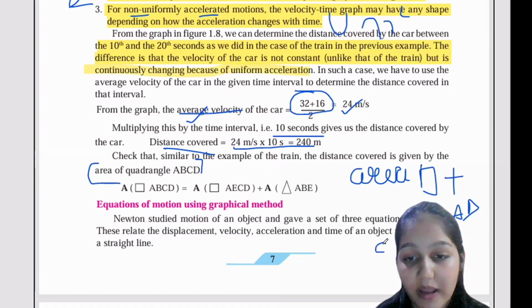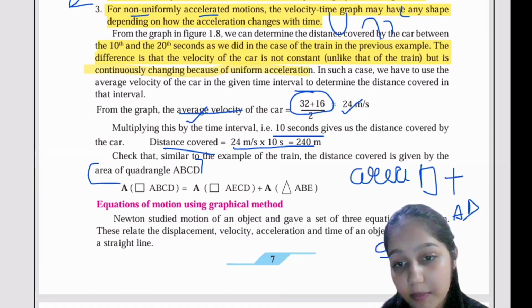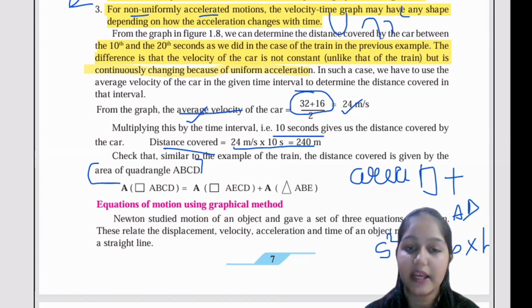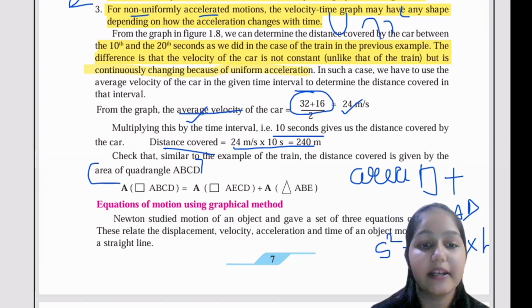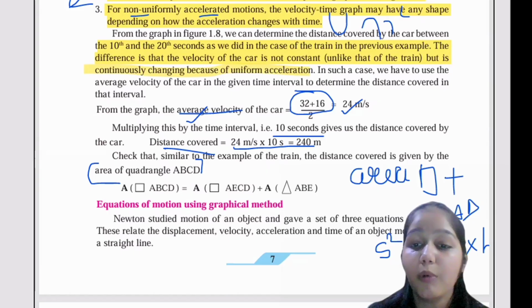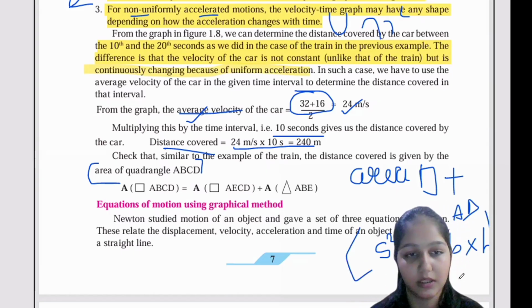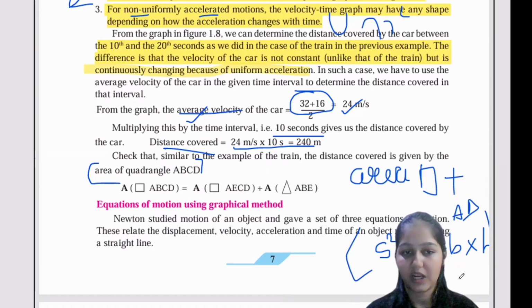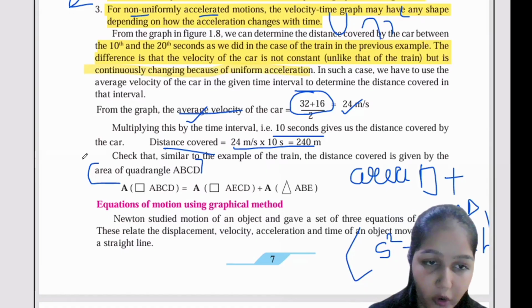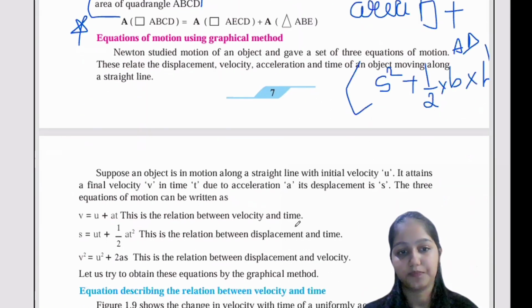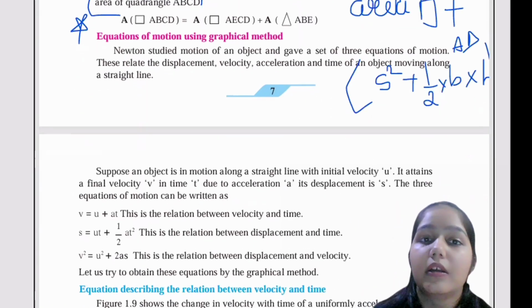So the area of the square is side squared, plus half into base into height. You must have already studied this, and if you haven't, write it down. Okay, so when we add on, if we add it all up, it becomes the area of a quadrangle. I hope you have understood this. This is a very important formula, I can say. So please note it down.